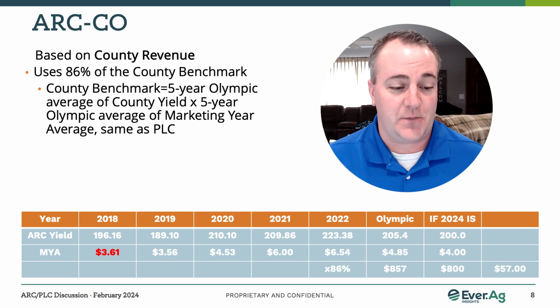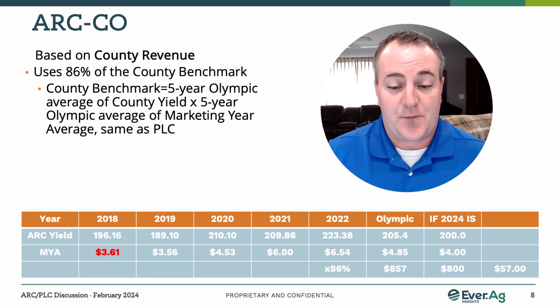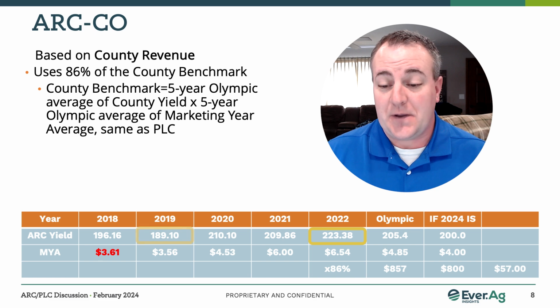So for the ARC yield, we are taking out the high price, which is going to be 2022, and the low price, which is 2019, and we get that Olympic average of 205.4.